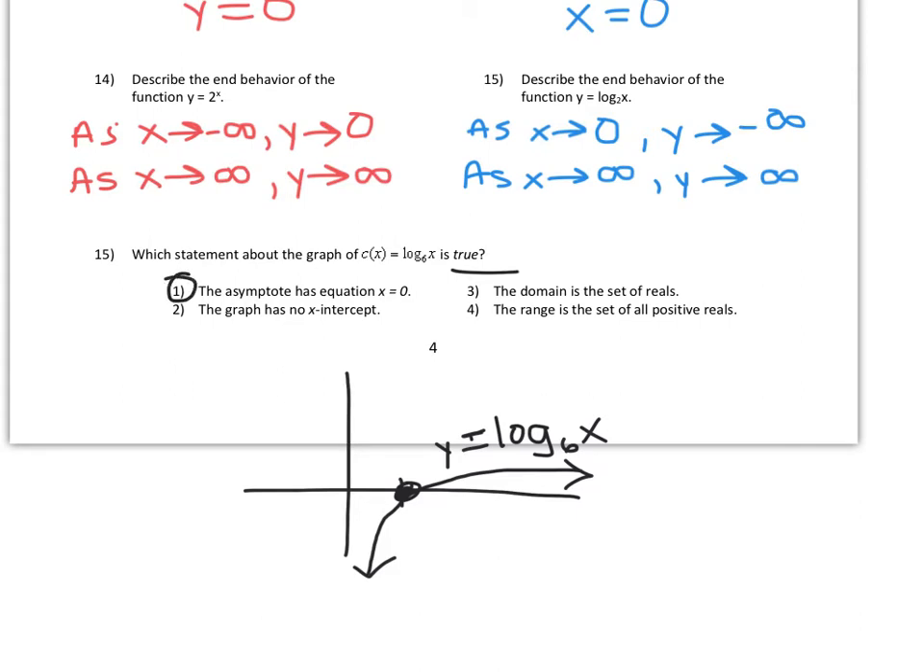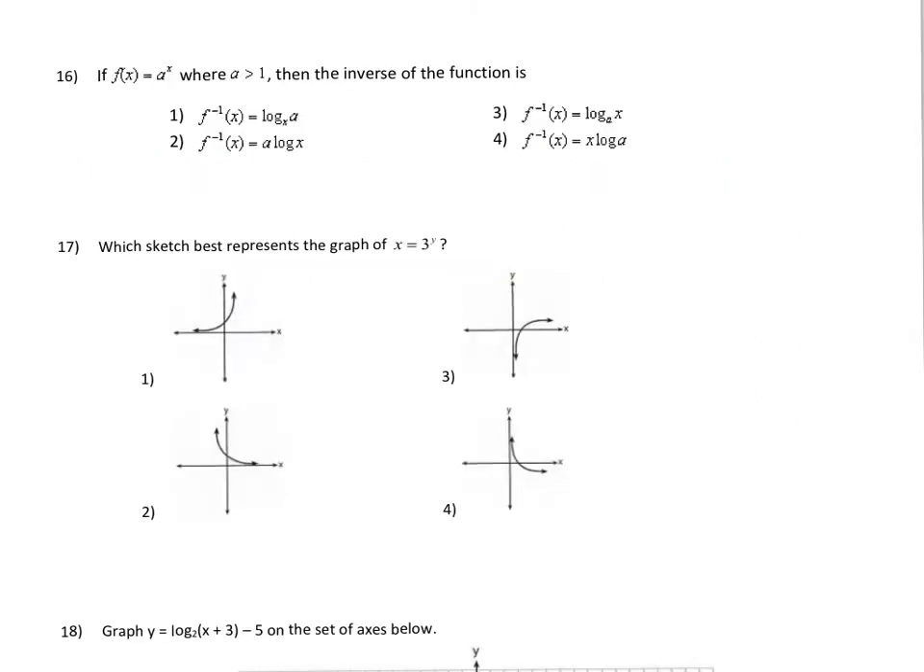Just to quickly go through the others, the graph has no x-intercept. That's false, because here's the x-intercept at (1, 0). The domain is the set of all reals. Domain is the x values you're allowed to use. You're not allowed to use all real numbers, because remember, we're never going to use the negative x values. And the range is the set of all positive reals. Well, the range, the y values, does go into the positives, but doesn't it also drop down into the negatives? So this is a false statement as well.